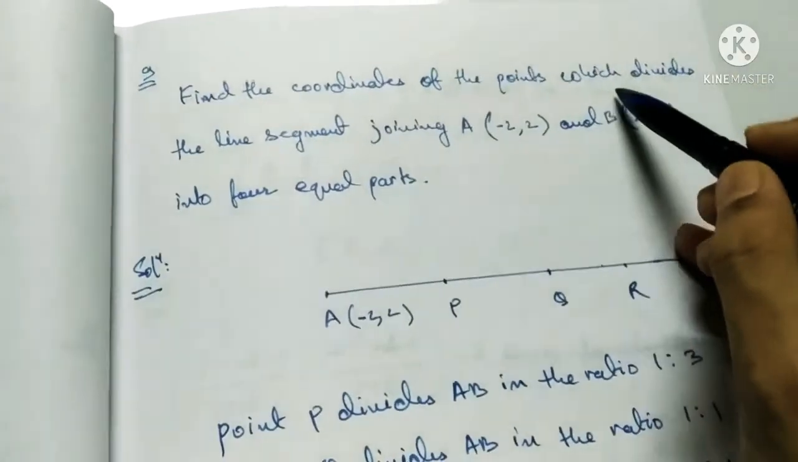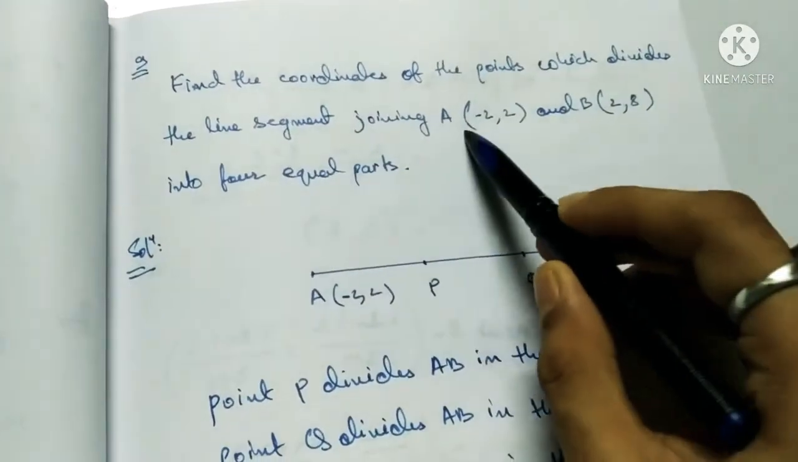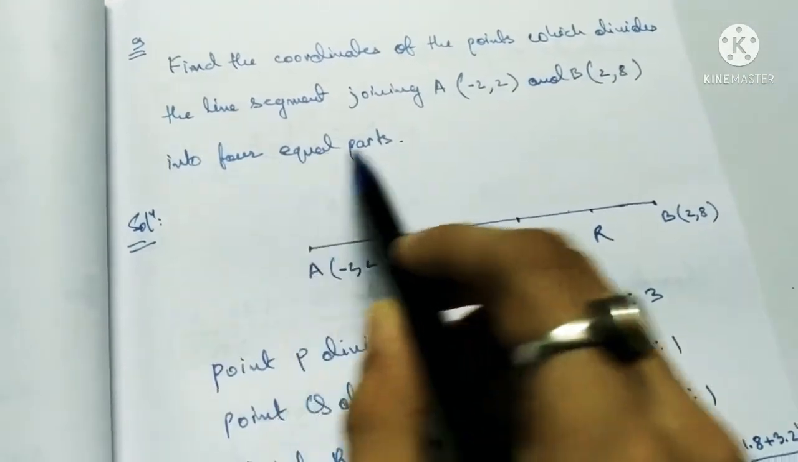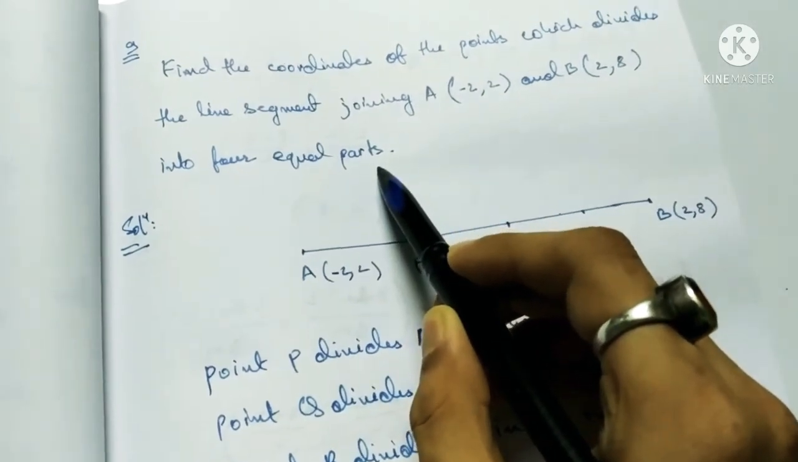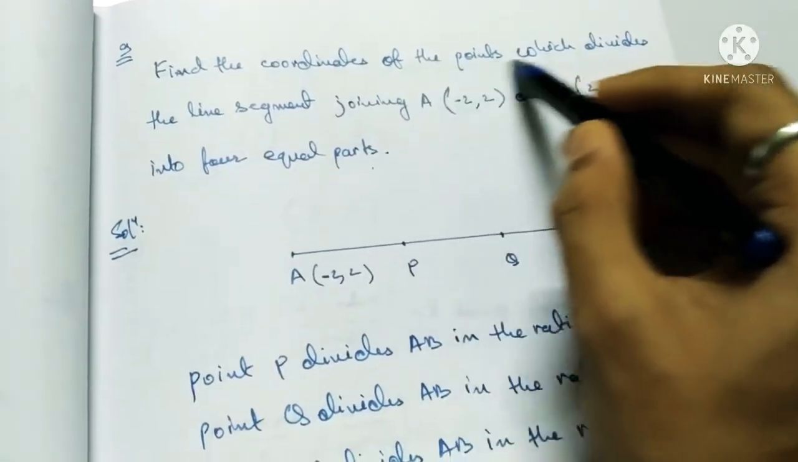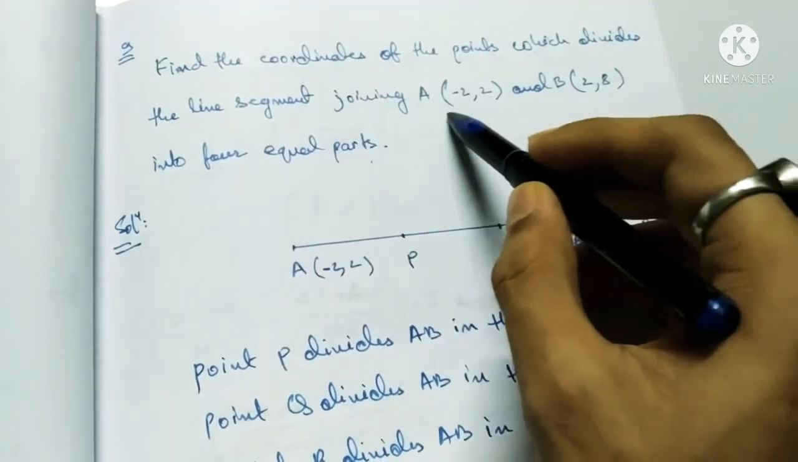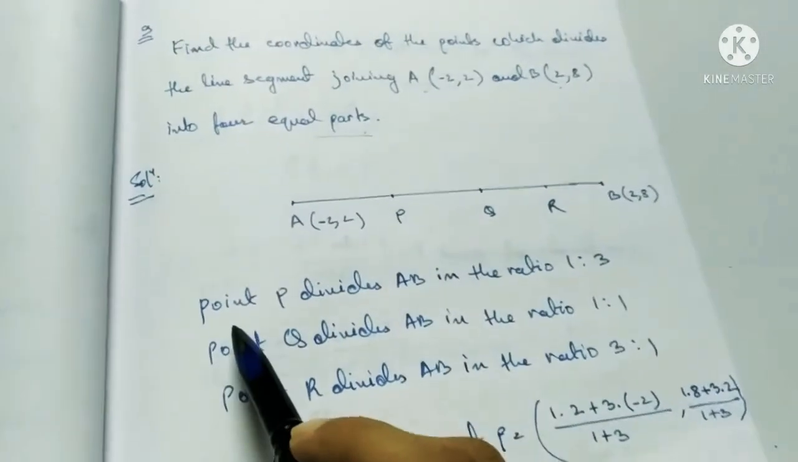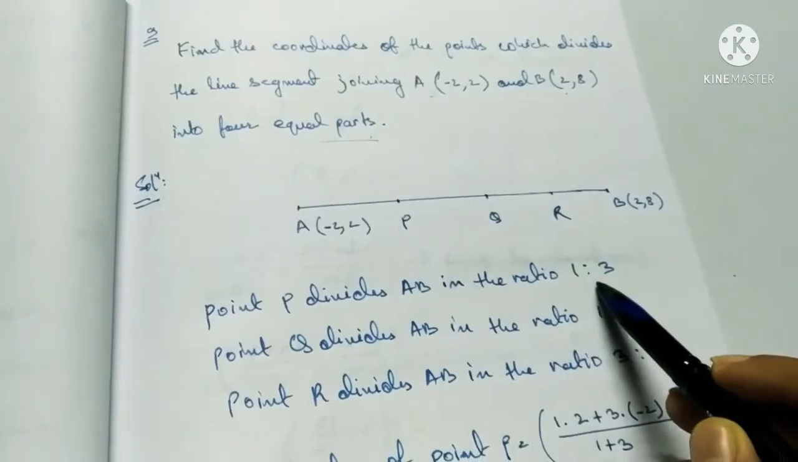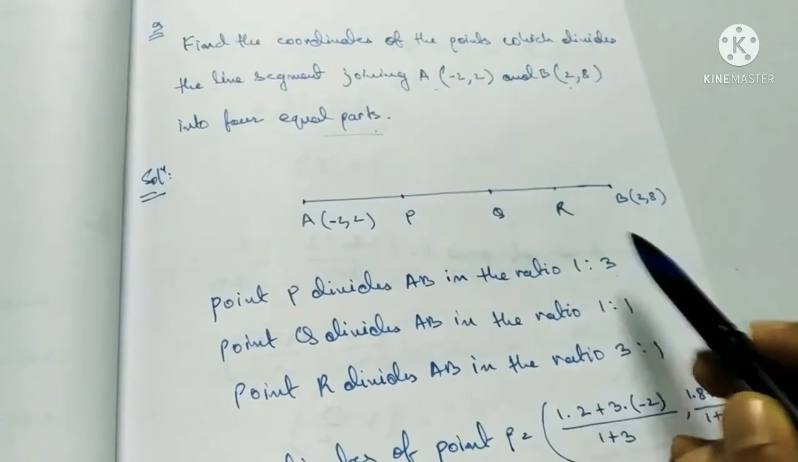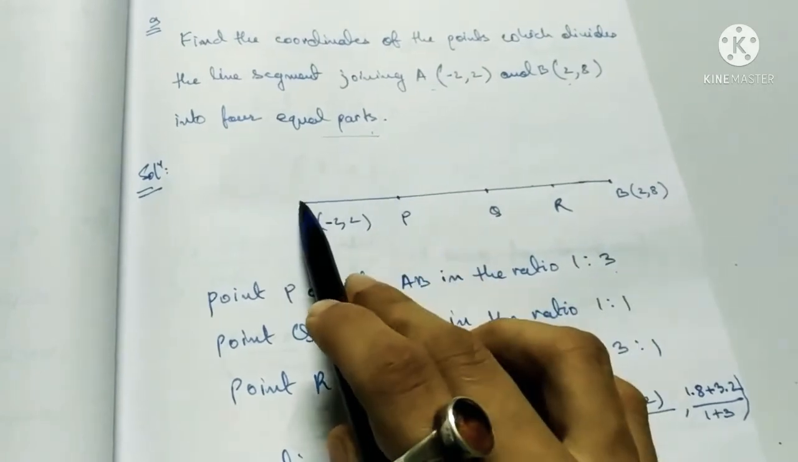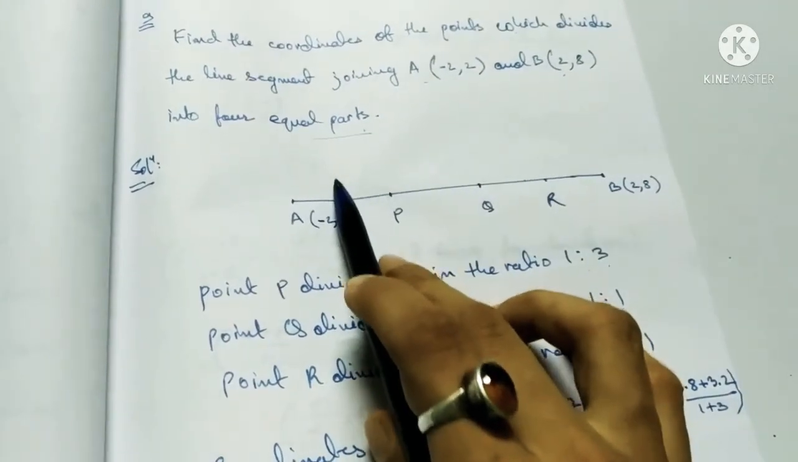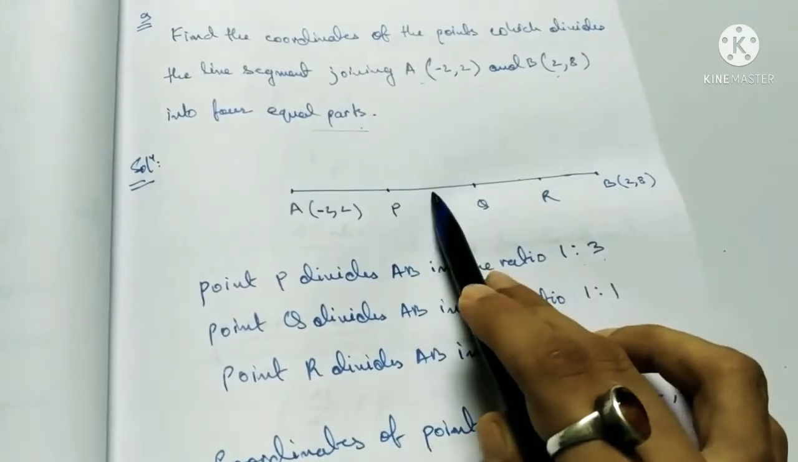Question number 9, you see. Find the coordinates of the points which divide the line segment joining this and this into 4 equal parts. So in here, let P divide AB in the ratio 1:3. P divides AB in the ratio 1:3. Okay, because this is 1, 2, 3.